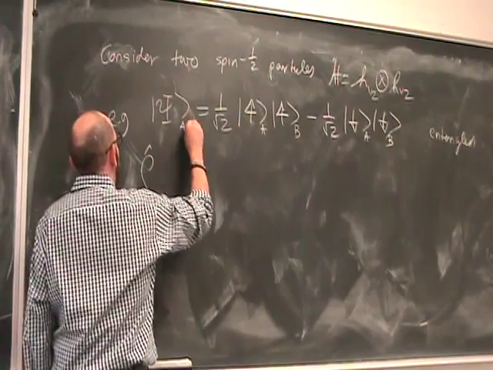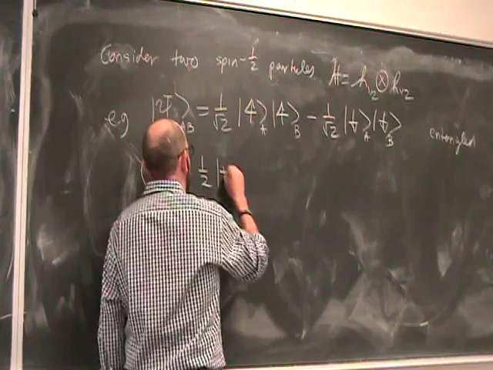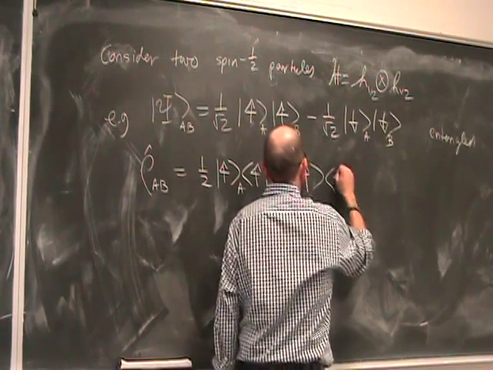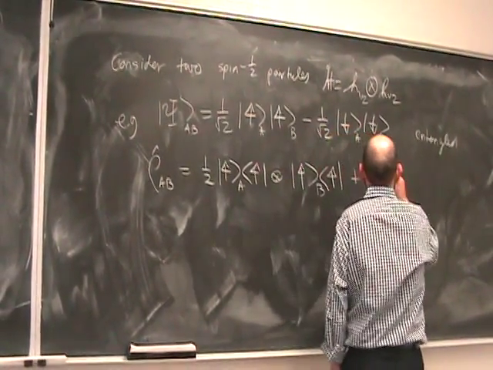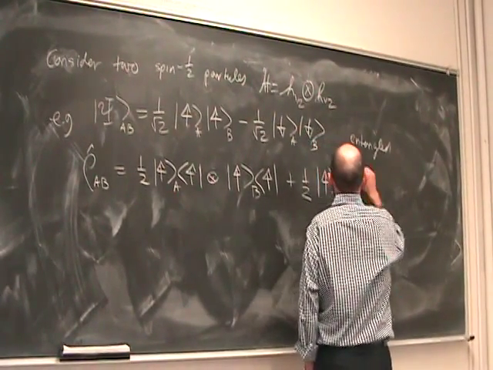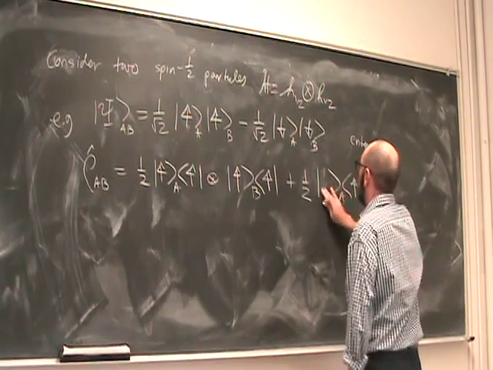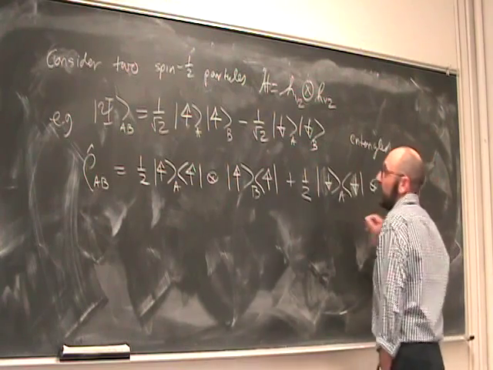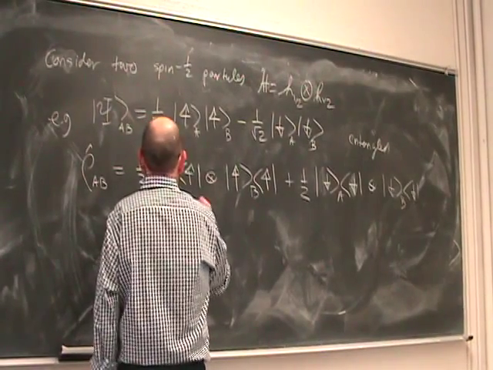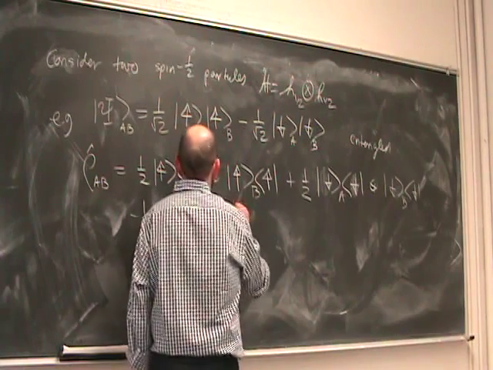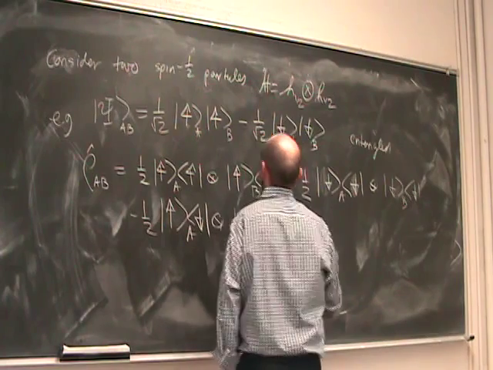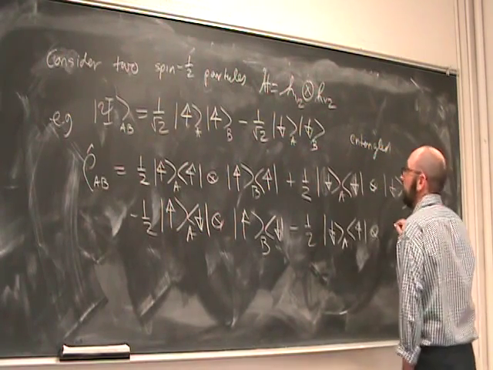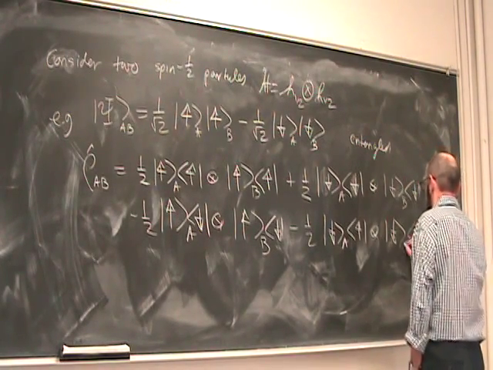The joint density matrix, of course, the density operator for this system, is a half up for A tensor up for B, plus a half down for A tensor down for B, minus a half up, down A tensor up, down B, minus a half down, up A tensor down, up B. Right? Do you agree?